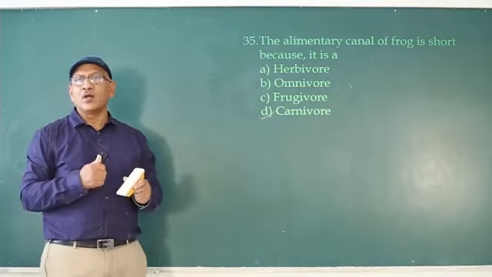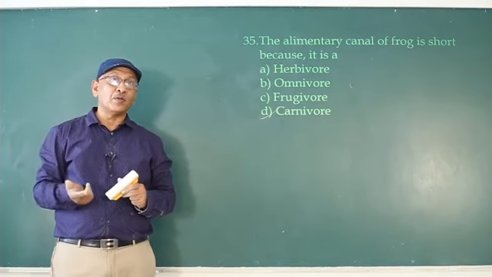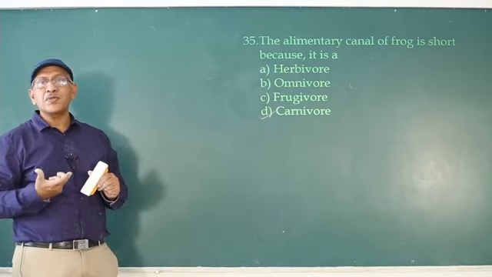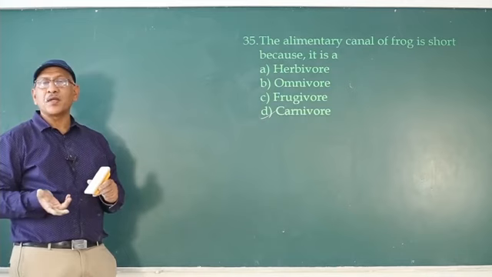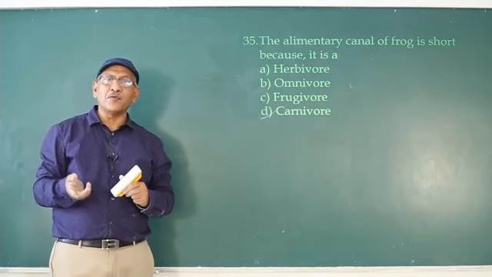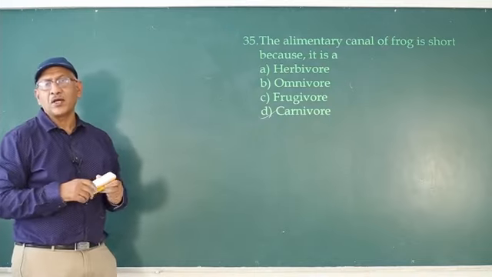In carnivores, digestion ability is more when compared to herbivores. In herbivores, absorption ability is more when compared to carnivores. What is absorption? Transport of digested food from alimentary canal into blood is known as absorption.